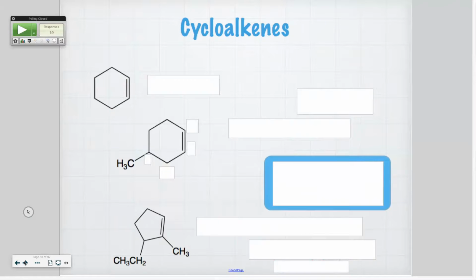All right. What if they're in the rings? So what do you think the name is of that compound that's up there? What if it doesn't have the double bond in it? What is it called? Cyclohexane. So what do you think it is? Cyclohexene. Yep, it's that simple.